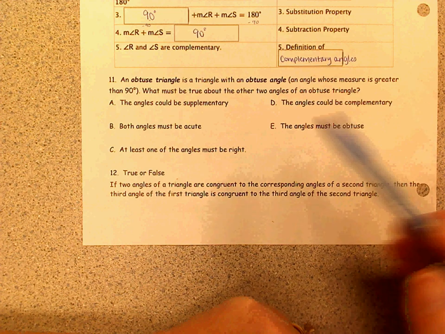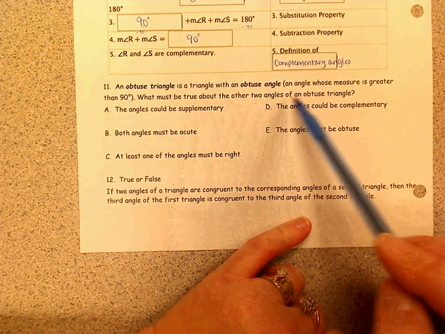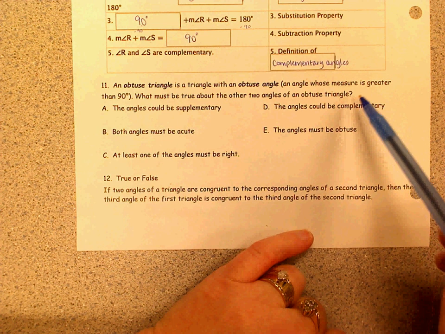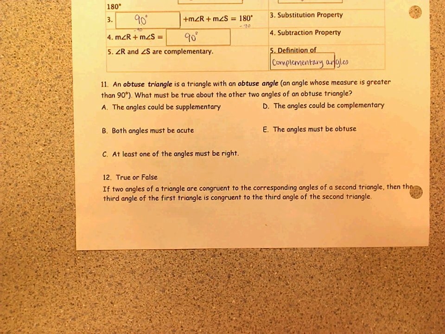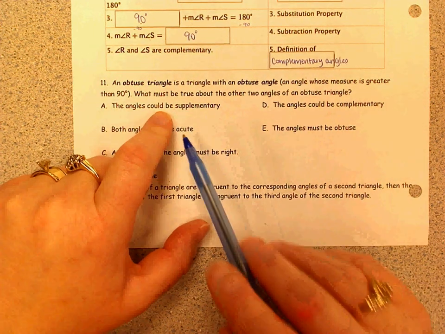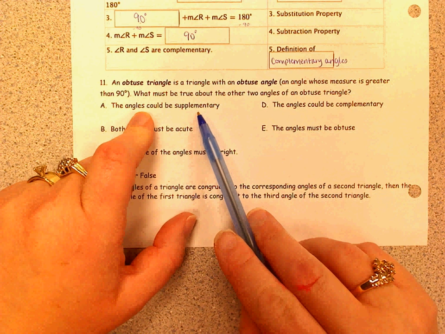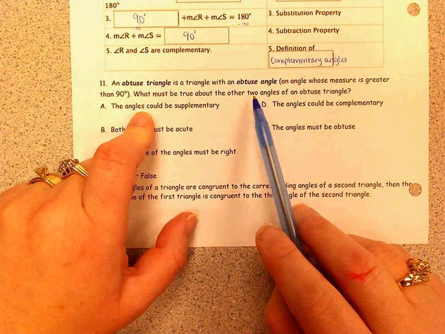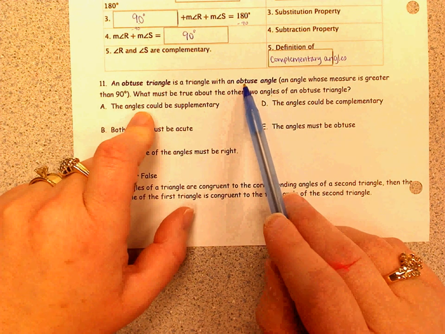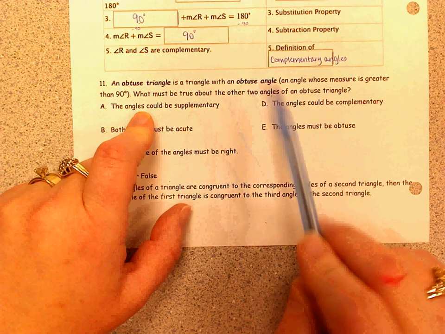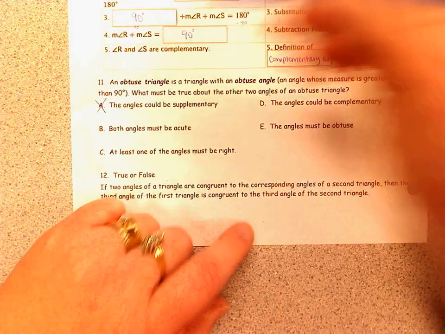So if you have an obtuse angle, what has to be true about the other two angles? If you have one angle taking up more than 90 degrees, could the other two angles be supplementary? Well, angles that are supplementary add to 180, so it wouldn't make sense for two of the angles of a triangle to add up to be 180, and then the third one to be more than 90. You are way over your 180 degree sum there. So that is not a correct answer.